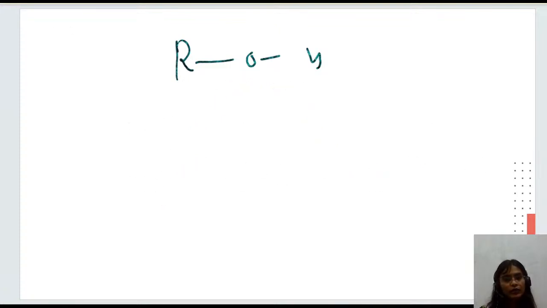This time we are going to break the bond between this R and OH. Simply this bond we are going to break. So in this, which type of thing are we going to discuss? Wait, let me just write.